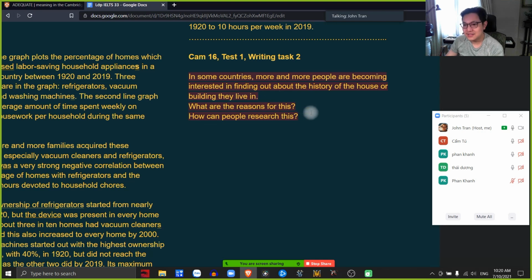One other reason I can suggest why people are interested in finding out the history of a house or building they live in is the increase in ghostly activities in the last 20 years. People around the world have been reporting that they have seen ghosts or strange activities. You know, this is not something I made up because I have heard a lot of stories about this.